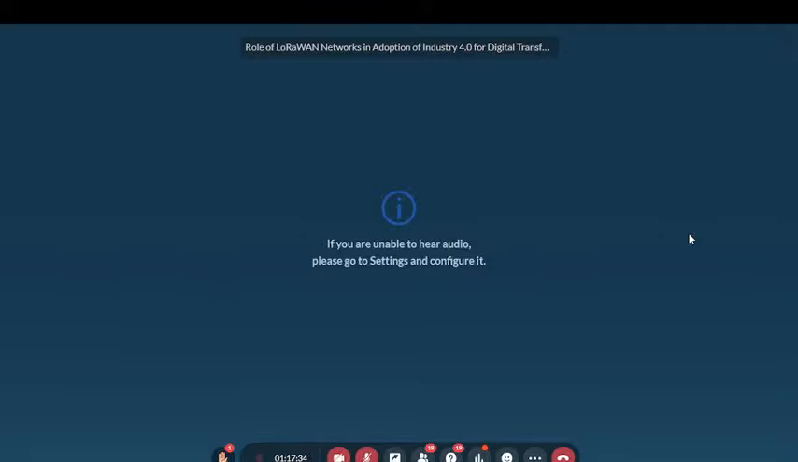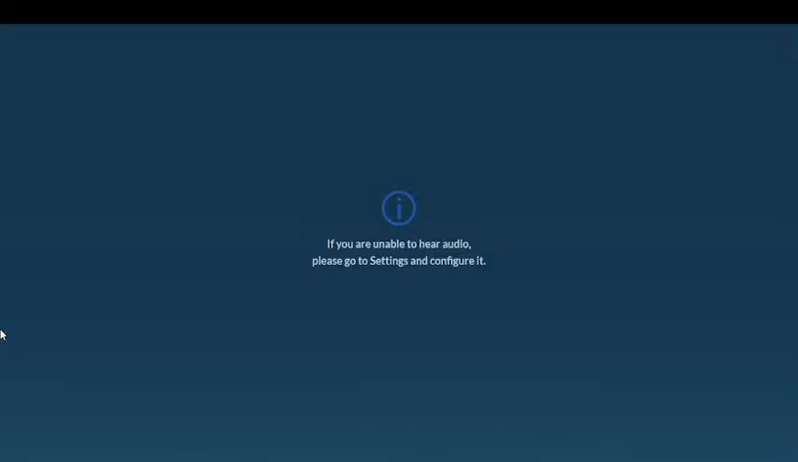How can we connect LoRa with our Wi-Fi router? LoRa and Wi-Fi are two different technologies. Wi-Fi works on 2.4 gigahertz and 5 gigahertz, while LoRa works in the 868 megahertz sub-gigahertz range. But if you have a LoRaWAN gateway which connects to a Wi-Fi router, then you can connect LoRaWAN devices to the LoRaWAN gateway, and the gateway will connect to your Wi-Fi router.